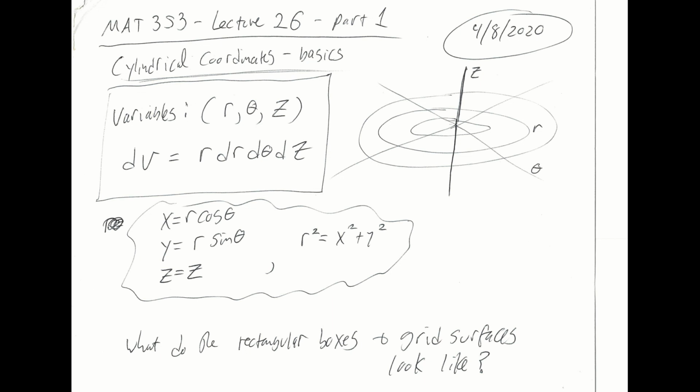If you're working with triple integrals and you start to see x squared plus y squared expressions in your integrand, that is a hint that polar, or rather cylindrical, might simplify the form of the integrand.